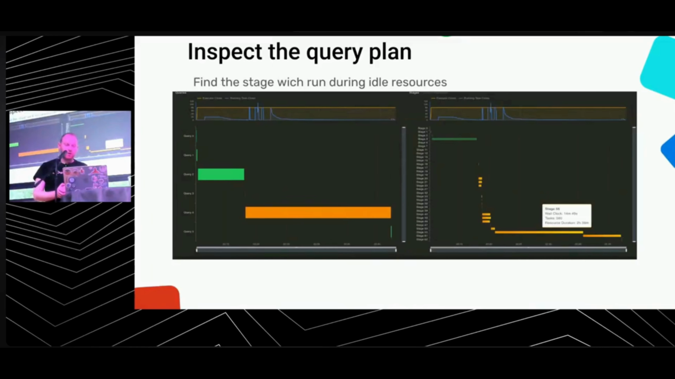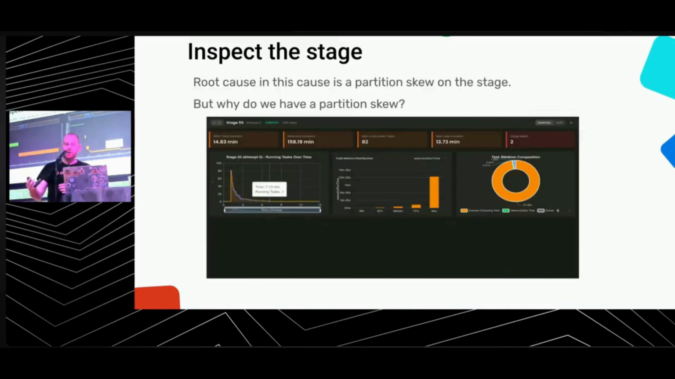In this specific example, we need to find the query that is having this issue. When we dive deeper, a lot of the time we'll see that at the beginning everything is parallelized correctly, but over time one task is lingering and all the other cores do nothing, because of a thing called partition skew in big data.